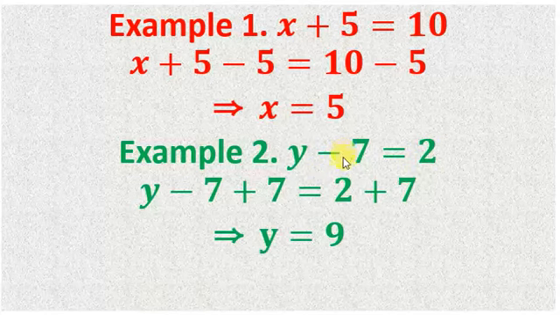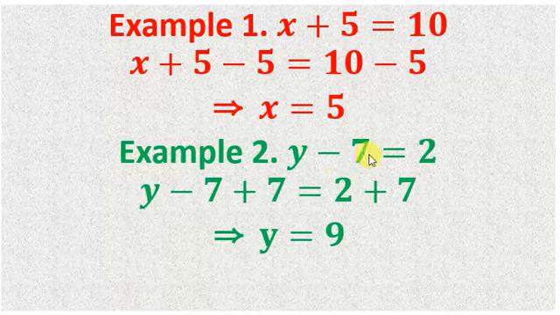Here it is once again an equation. On the left hand side there is a variable y of which we have to find the value. So what we will do first is try to vanish this term. Vanish means we have to remove this term. How can we remove this? How can we vanish this?